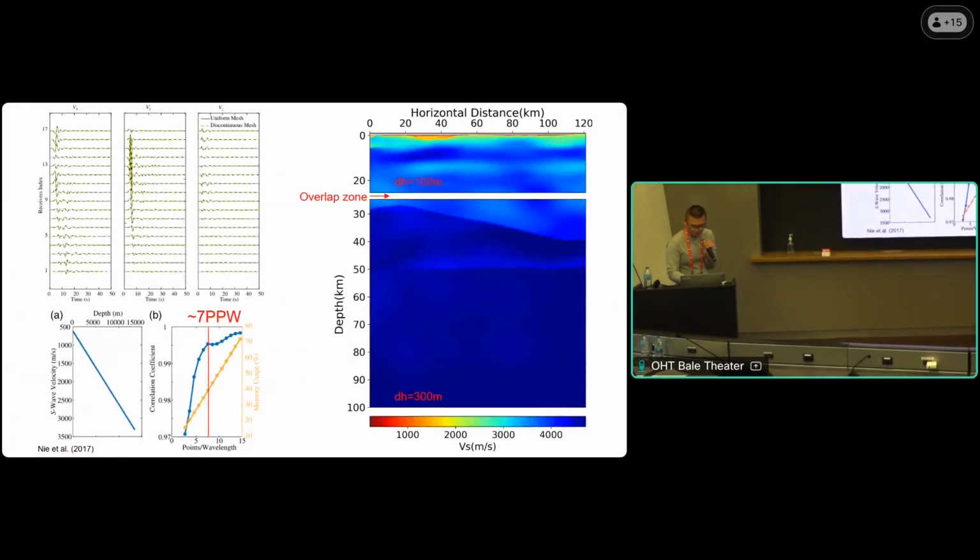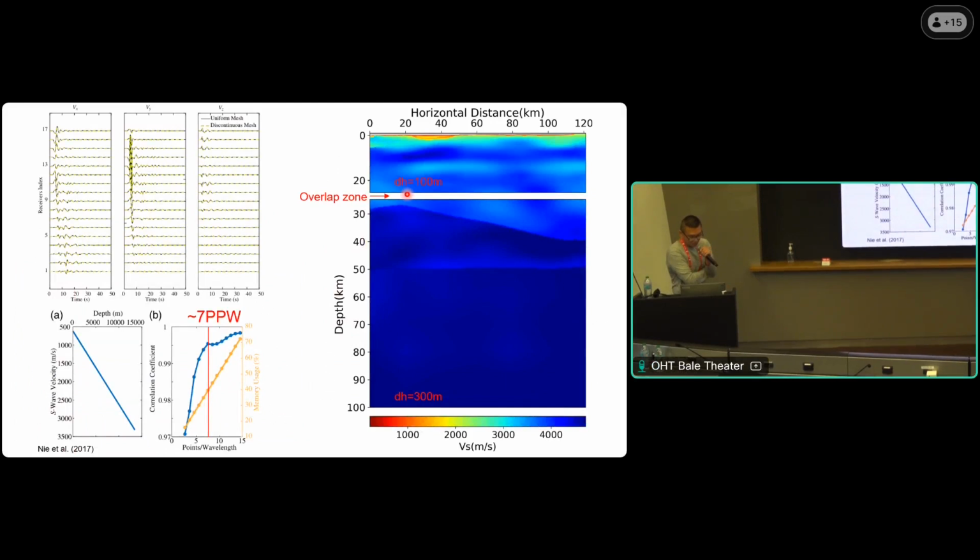It's been shown that this is going to be stable and accurate. So we verified the results. It's been shown that as long as in the overlap zone we're still maintaining a resolution of at least 7 points per minimum wavelength, we're going to get at least a 0.995 correlation coefficient when comparing with the uniform grid spacing. So I'm showing you how this works on the right here.